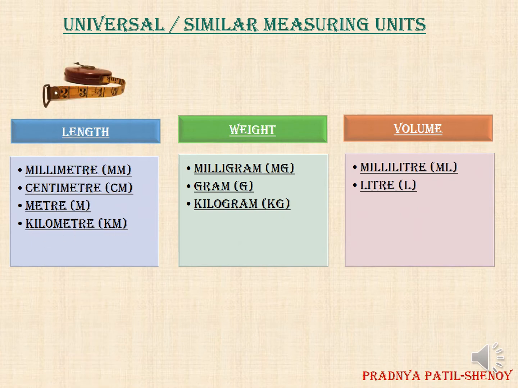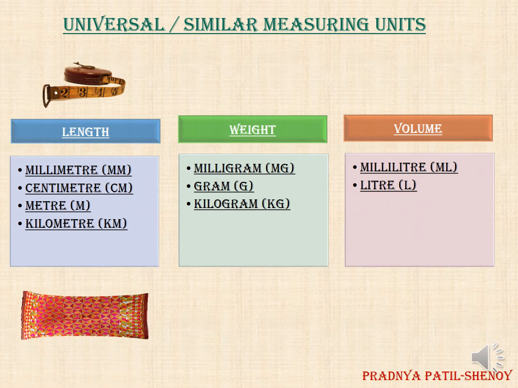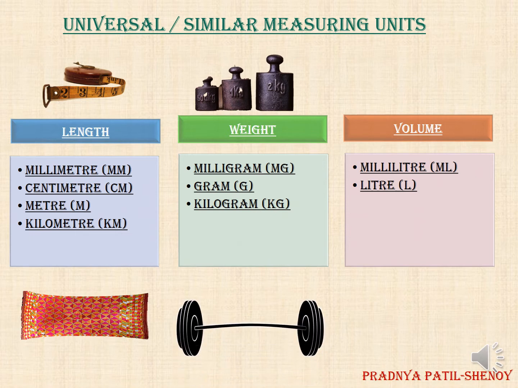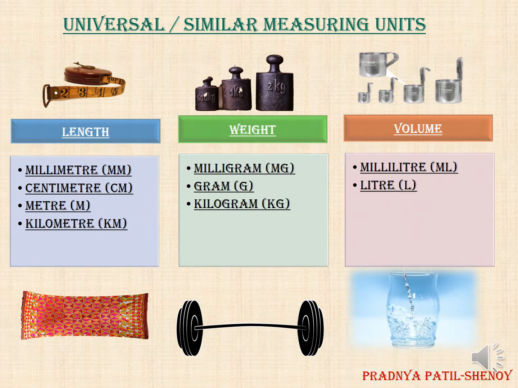A measuring tape is used to measure the distance between two places or two things, or to find out the length of an object. For example, the length of a dupatta can be measured in meters. Similarly, weights are used to measure the mass of things or objects. Milliliter and liter apparatus or vessels can be used for measuring the volume of liquids.